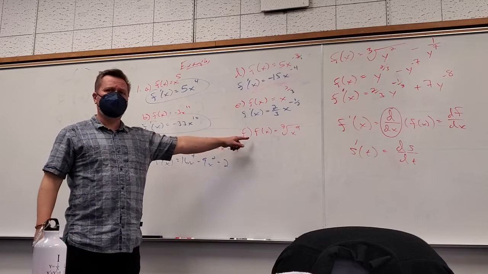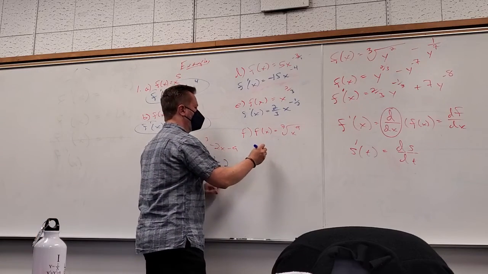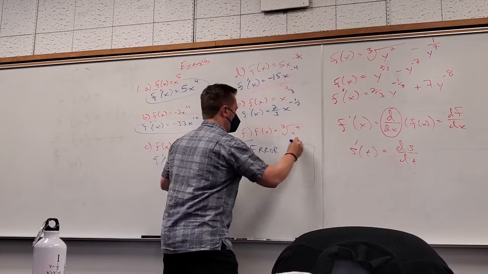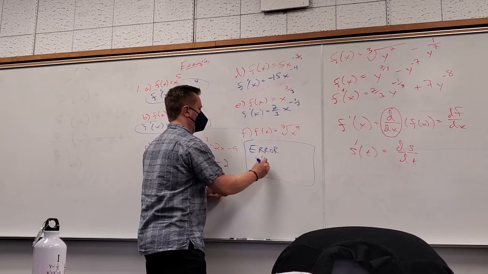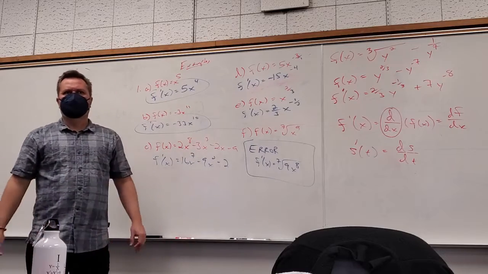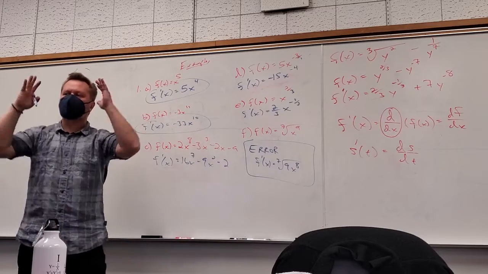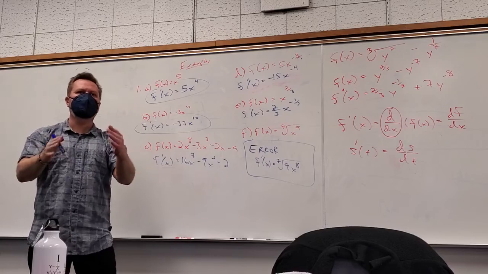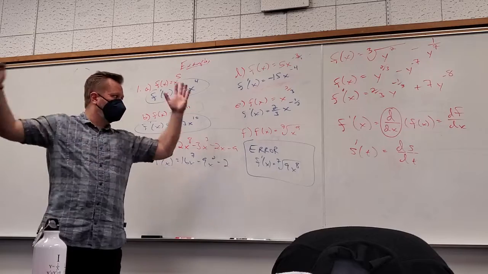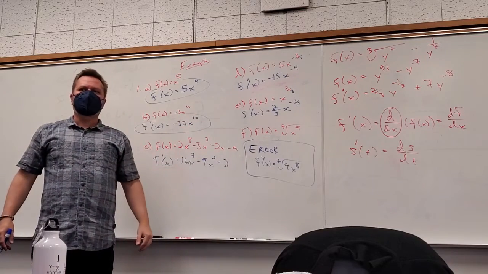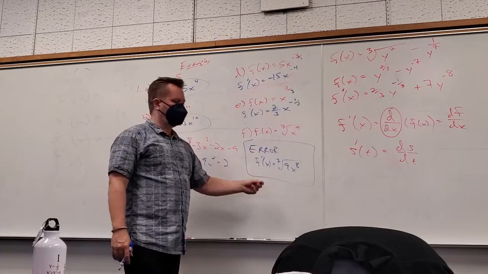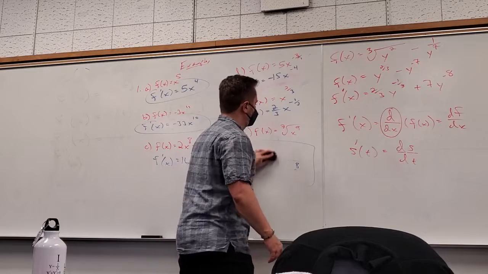Now watch this. Do not write this. Do not write what I'm about to write. I always get somebody who tells me this. That is so wrong. It is so wrong because it's ignoring the root entirely. So this is not x to the 9th. There's no x to the 9th in there anywhere. There's an x to the 9/7.